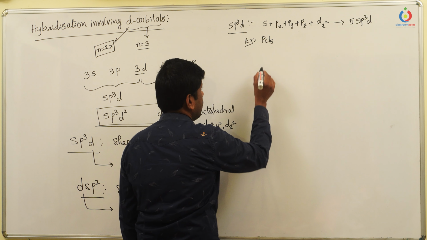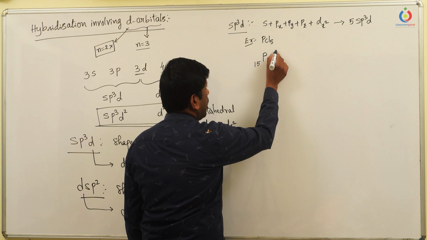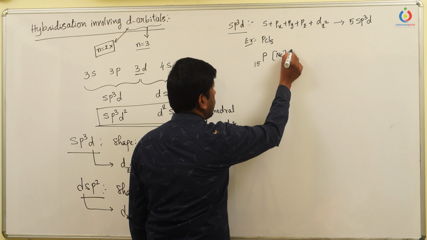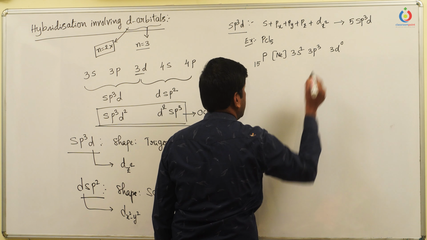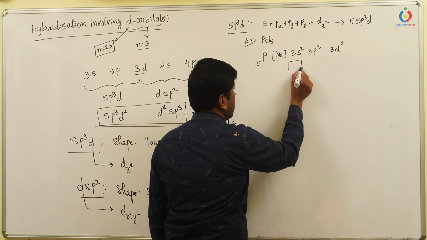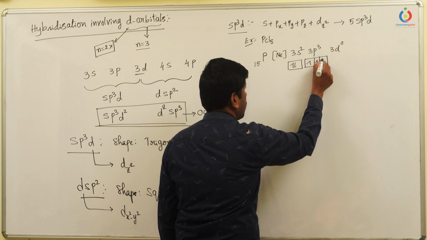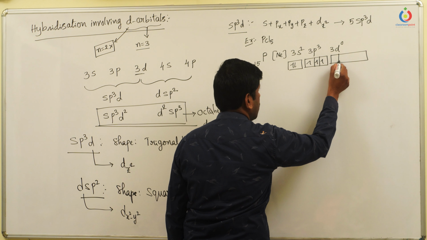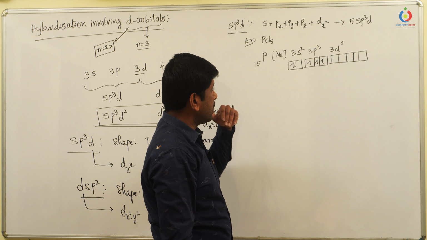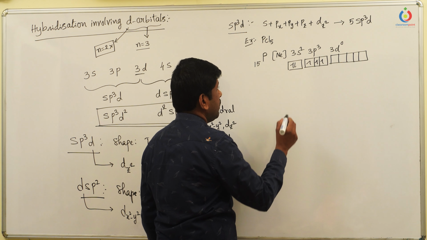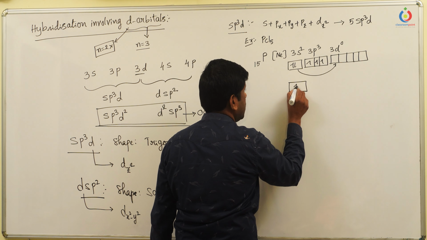So in the PCl5 molecule, the phosphorus atom is the central atom whose atomic number is 15. Electronic configuration is neon 3s2, 3p3, 3d0. So it is having a pair of electrons in its 3s orbital, 3 unpaired electrons, and no electrons in the d orbital in its ground state. But to get the 5 bonds, it needs 5 unpaired electrons. Hence, one of the s electrons jumps into the d orbital, providing the 5 unpaired electrons in its first excited state.